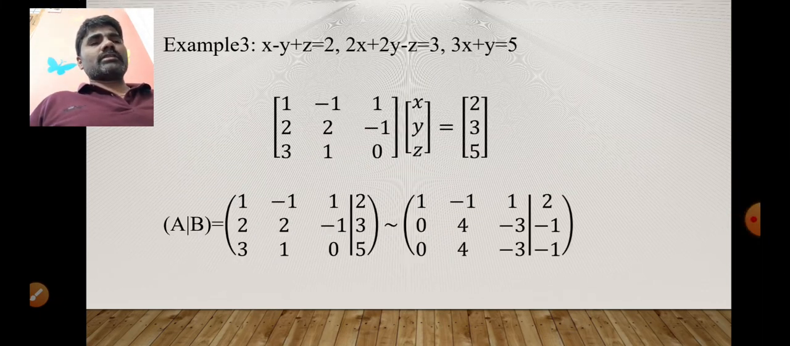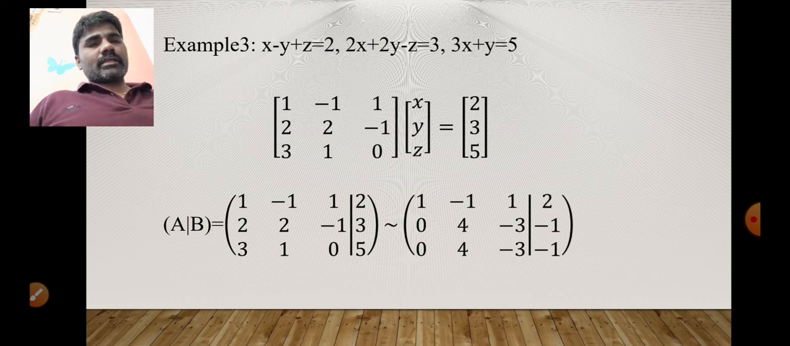Now consider one more example: x minus y plus z equals 2, 2x plus 2y minus z equals 3, 3x plus y equals 5. This is also a system with 3 equations and 3 unknowns. This can be put in the form of the matrix 1 minus 1 1, 2 2 minus 1, 3 1 0 times x, y, z equals 2, 3, 5. Our goal is first to consider the augmented matrix to solve the system. Whichever it is, how many variables are involved does not matter. We just consider the augmented matrix AB.